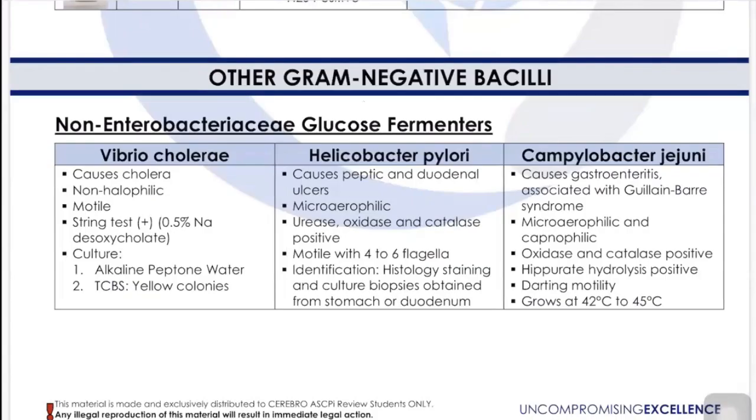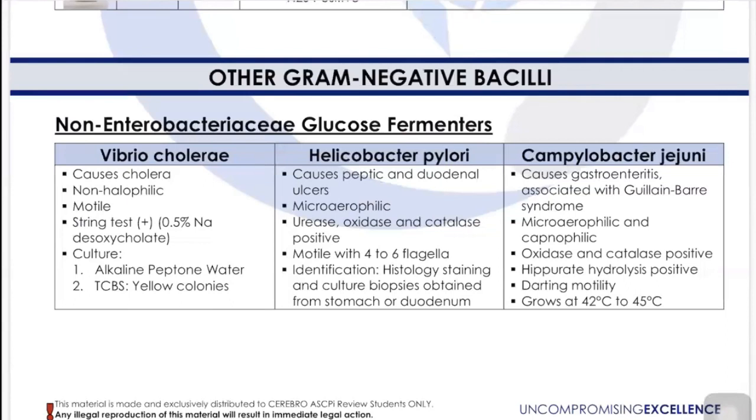Good day. So last meeting we ended with the different members of Enterobacteriaceae, which is of course included in the gram-negative bacilli group. So for now, let us continue with the other gram-negative bacilli. Let us start first with non-Enterobacteriaceae glucose fermenters. These three organisms are also enterics. However, they do not belong in the Enterobacteriaceae family.